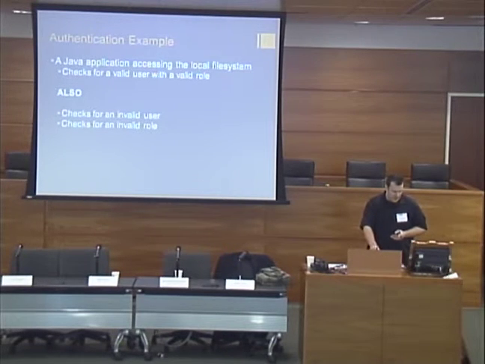So I wanted to go through an example of a test that you might want to do, which might not be obvious. If you're doing an unsafe thing like writing to a local file system or accessing something that should be a higher assurance activity, you might not want to just check to see if it's a valid user and a valid role, but you might also want to check the opposite: to see if it's an invalid user or an invalid role.